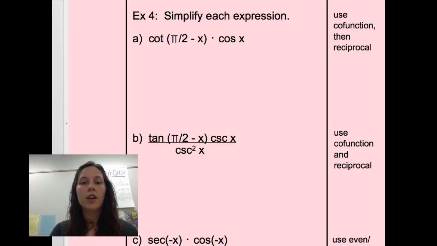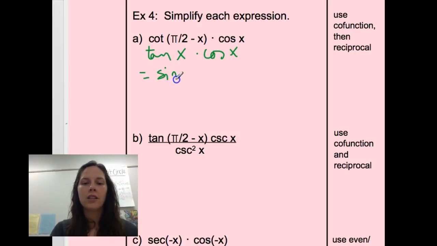Next, we're going to take a look at the cofunction identities. So this one, cotangent and tangent are shifts of one another. So cotangent of pi over 2 minus x is the same as tangent x. And then we can use our quotient identities. Tangent is sine over cosine. So our cosines will cancel, leaving us with sine of x.